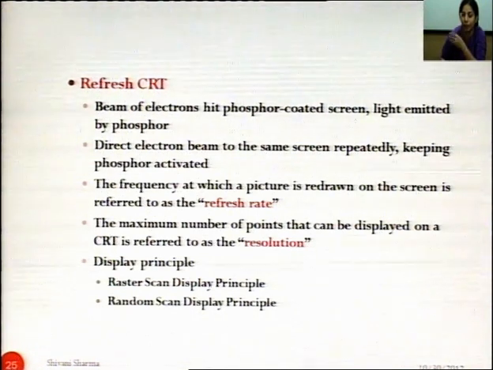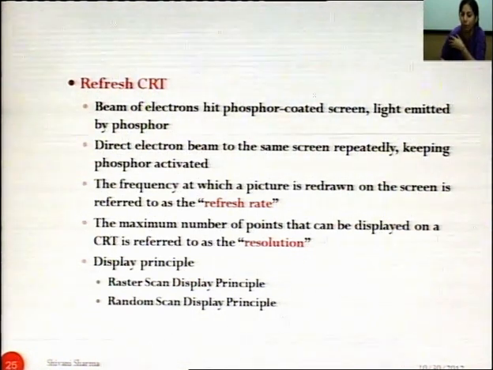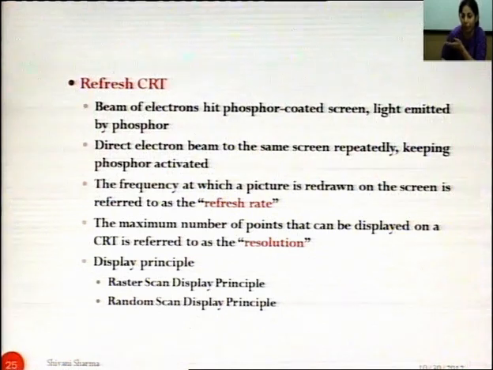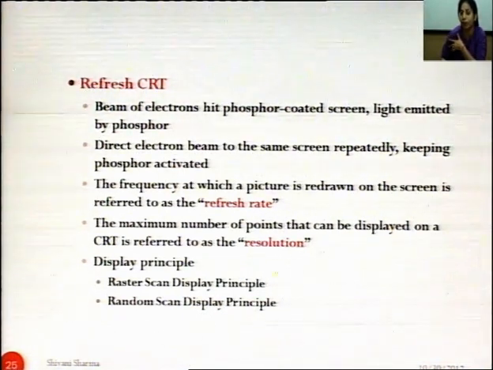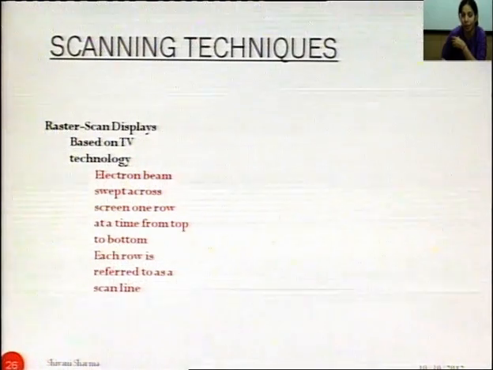Then what is the resolution? The maximum number of points on which we can display on the CRT. Refreshing rate is the frequency at which a picture is redrawn on the screen. Then we have two types of scanning techniques, raster scanning technique and random scanning technique.